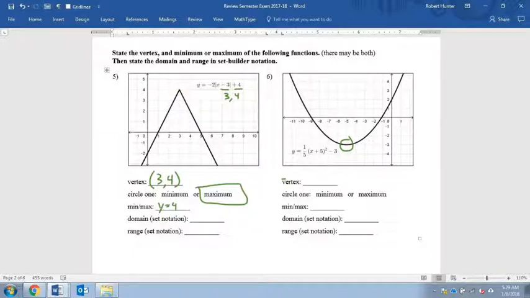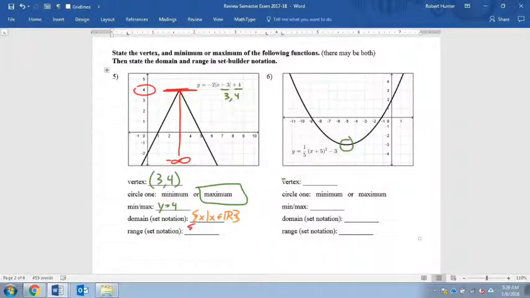Alright. The domain, well, for an absolute value, it's still negative infinity to positive infinity. Ooh, they want set builder notation. Set builder, that's the curly brackets. {x | x ∈ ℝ}, x such that x is a subset of all real numbers. That's the set builder. And your range in set builder notation. Okay, so your range goes from negative infinity up to that maximum at 4.